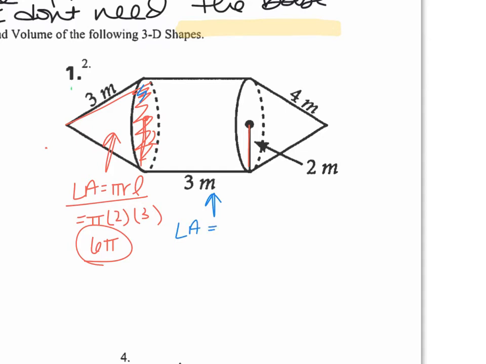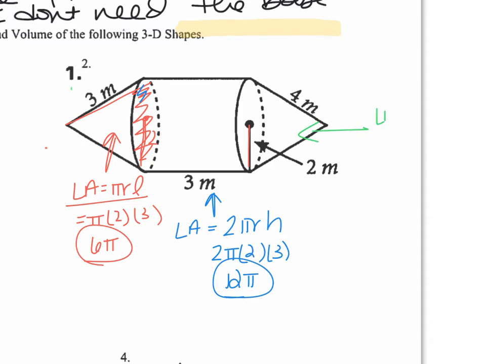So the lateral area formula is 2 pi r h for a cylinder. So 2 pi, my radius is 2 and my height is 3. So 2 times 2 times 3 is 12 pi. Lightly circle so I remember where it is.